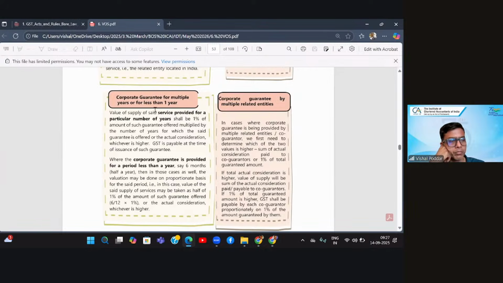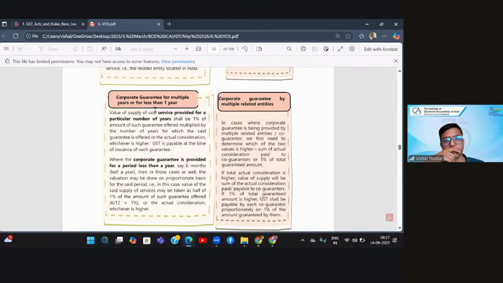Value of supply of said service provided for a particular number of years shall be 1% of the amount of such guarantee offered, multiplied by the number of years for which the said guarantee is offered, or the actual consideration, whichever is higher. GST is payable at the time of issuance of such guarantee.